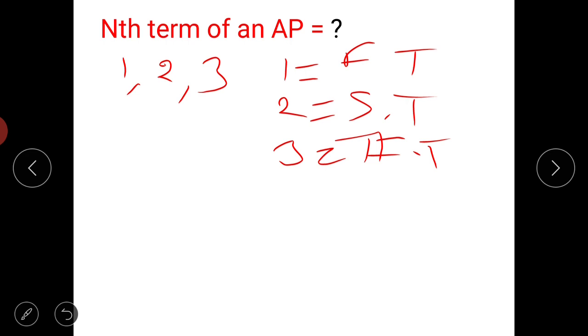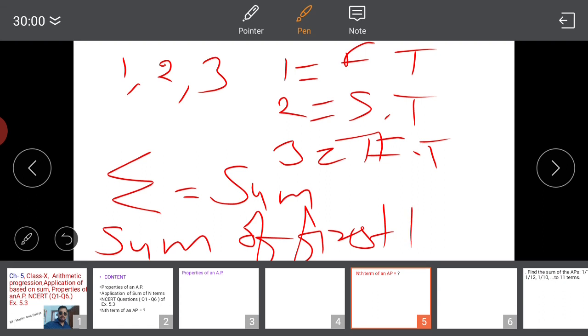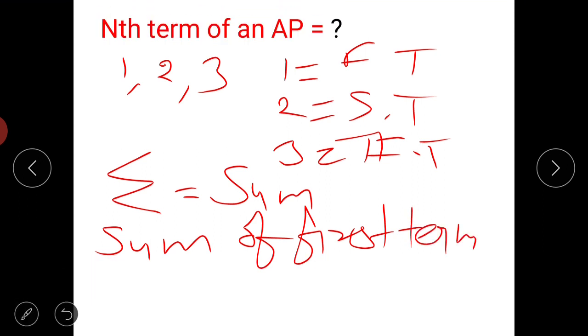If we want to add, sum means addition, you know very well, and we can write the summation as equal to sum. So what should be the sum of the first term? The first term is 1 only, and the sum of 1 term is 1. So the sum of 1 term is equal to what? The first term.